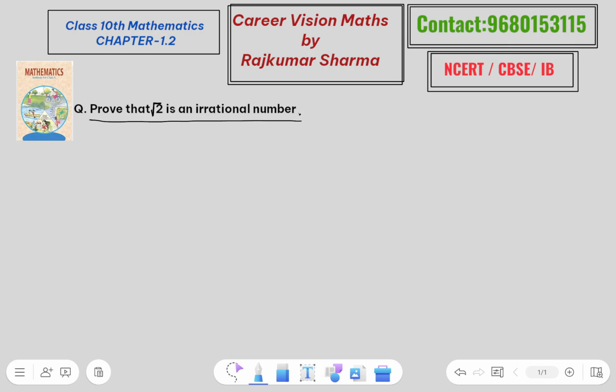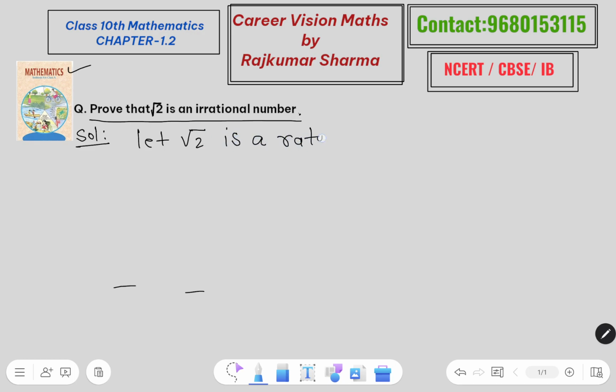So according to the NCERT book class 10th, I am solving this question that root 2 is an irrational number. The base of this question is the contradiction method to prove root 2 is irrational. So now I am solving this question. The solution of this question is, first of all, let root 2 be a rational number.